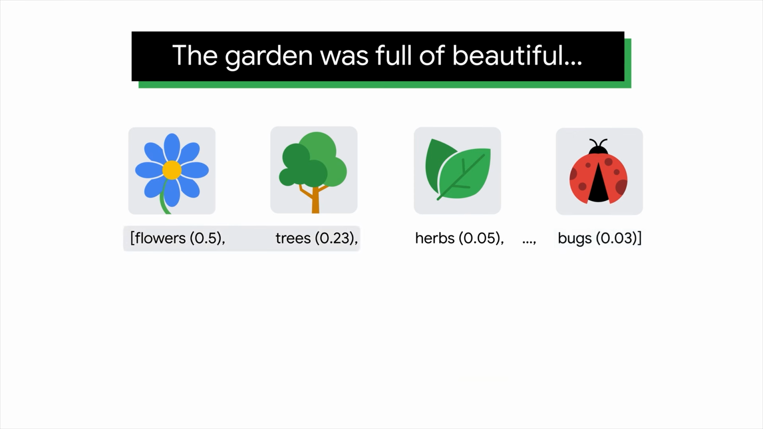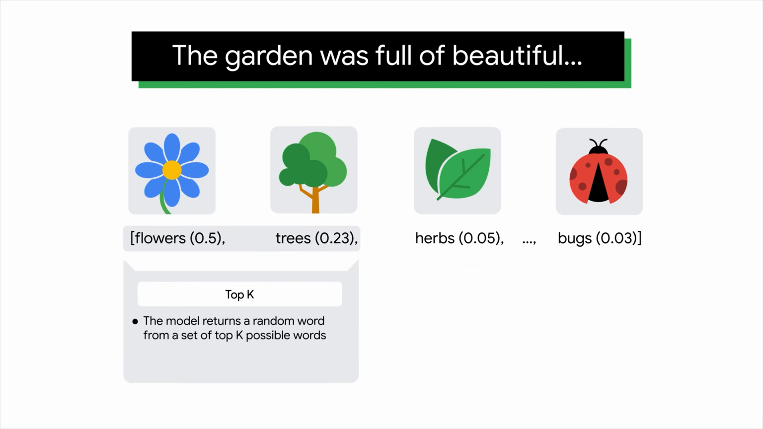In addition to adjusting the temperature, top K lets the model randomly return a word from the top K number of words in terms of possibility. For example, top 2 means you get a random word from the top 2 possible words, including flowers and trees. This approach allows the other high-scoring word a chance of being selected.